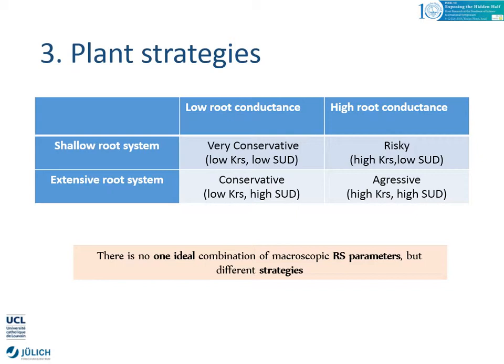So it's quite risky. One of the conclusions of this table is that there is no one ideal conductance. You cannot say, oh, I want my plant to have the biggest conductance possible. It makes no sense. Actually, we should think in terms of strategies. None of these strategies is bad. It depends on the environment where these plants will grow. So the idea is to take a bit of distance from ideotypes and rather speak about strategies, and see how strategies fit or not to a given environment. There is no one ideal combination of macroscopic root system parameters, but there are different strategies.